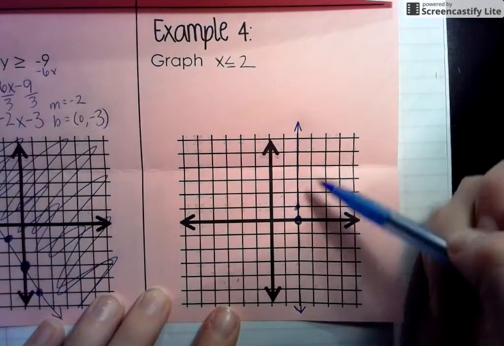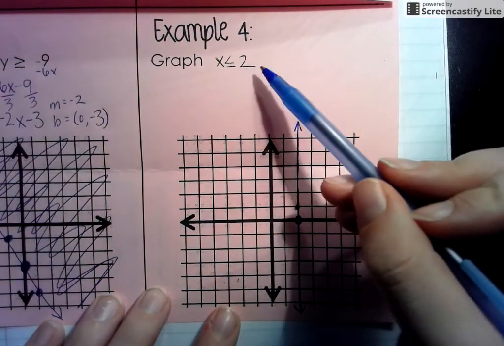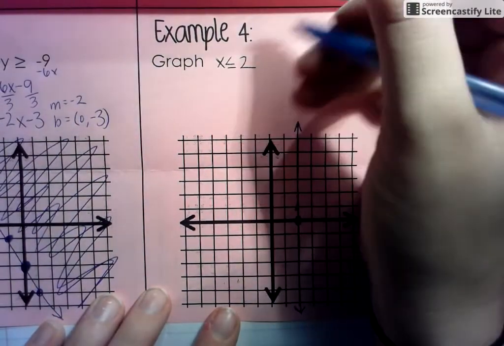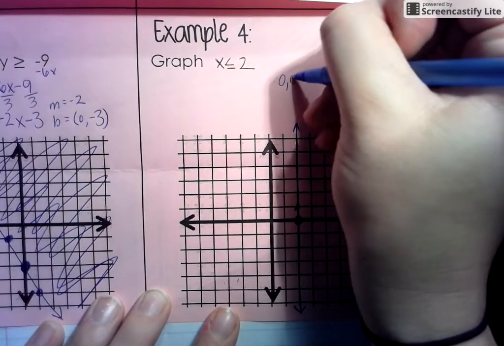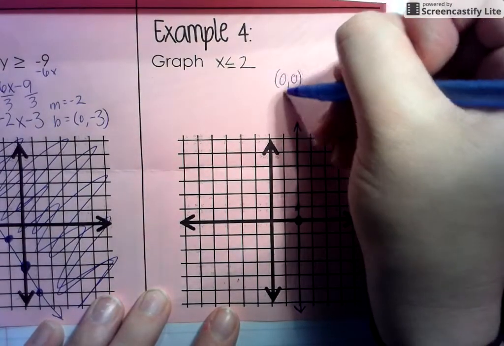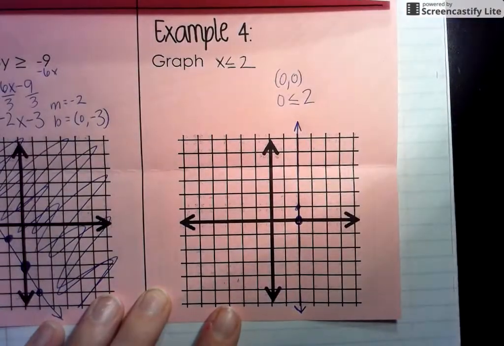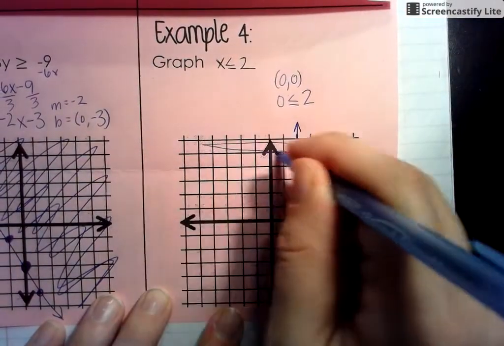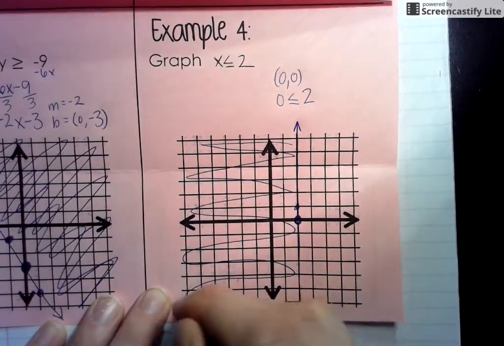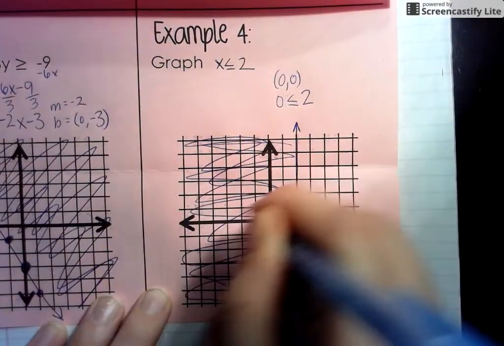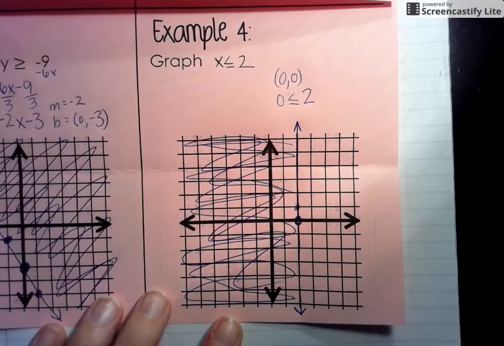Now we want numbers that are less than or equal to 2. In that case, if you were to take 0, 0 again, the only value you're concerned about is the x value. So 0 is less than or equal to 2, which is true. So you're going to shade to the left. Now, like I said before, if it was not true, you would shade in the opposite direction.